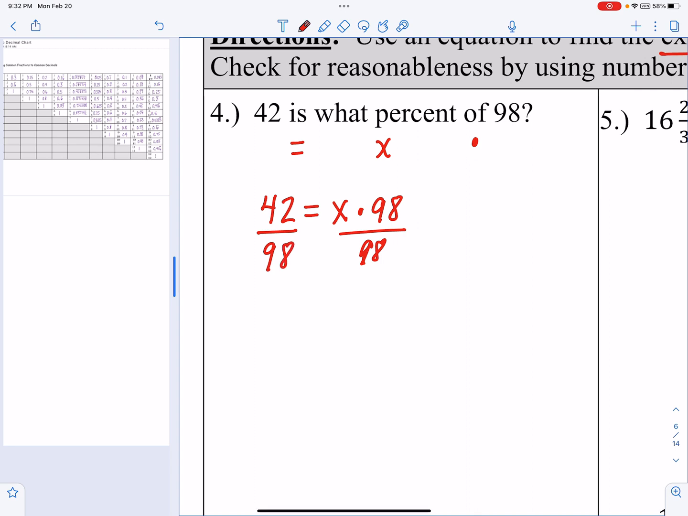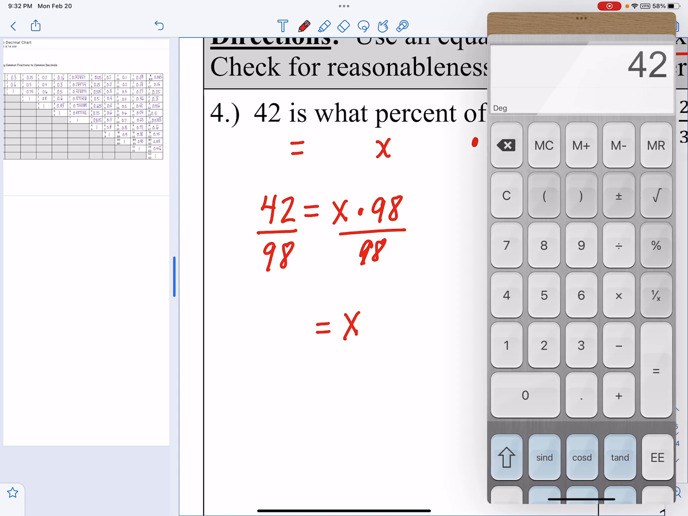And I end up with, let's see, what does x equal? 42 divided by 98. All right, we have this really long decimal here. But remember, we have to represent this with an exact answer. So let's really analyze this decimal. 0.42857142857142857. I can hear the repetition when I read it.